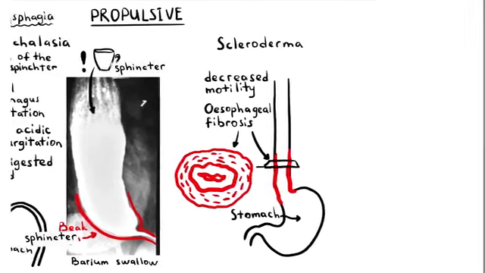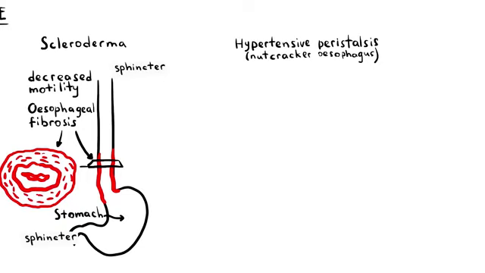Hypertensive peristalsis, also known as nutcracker esophagus, is a very rare cause of dysphagia. In this case, esophageal contractions are of very large amplitude, but the peristaltic motions are intact. On barium swallowing, there is a characteristic corkscrew appearance.